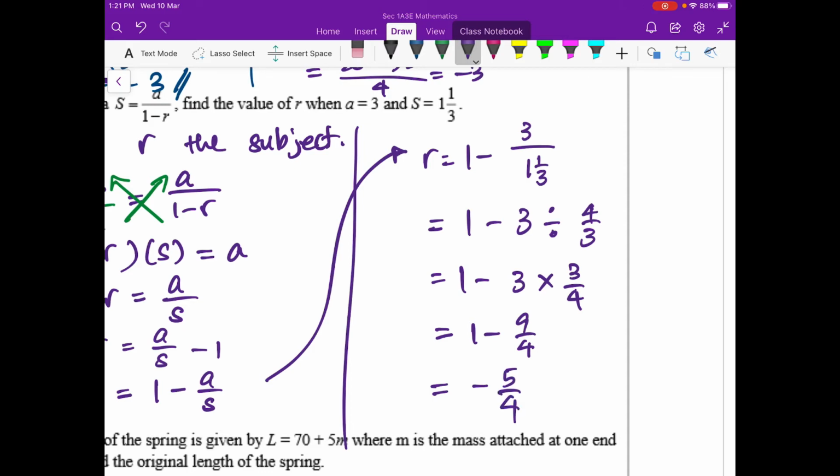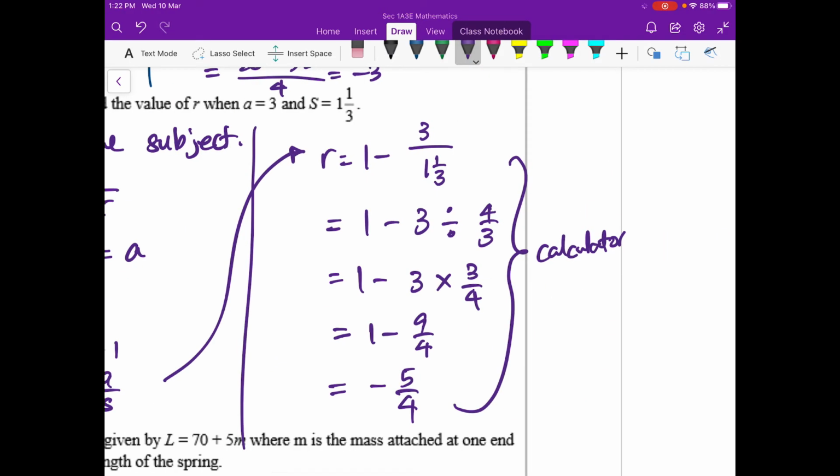Of course, all this can be done with your calculator. I actually have another method. Okay, what is your other method?